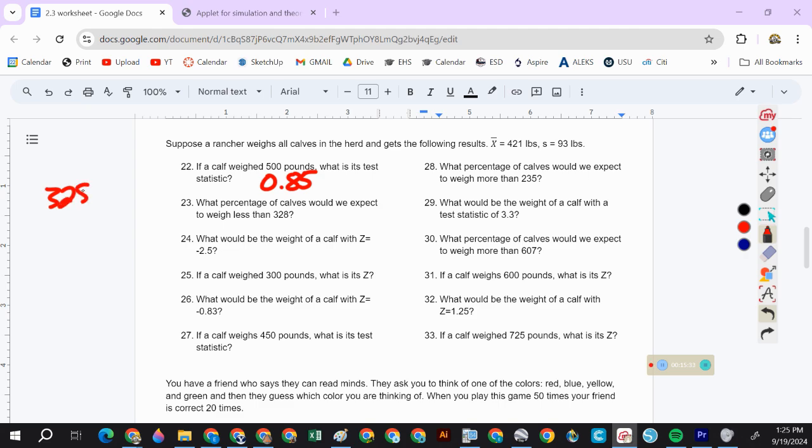Well, 328 minus 421 gives me negative 93, and I divide that by 93, and I get a z of negative 1. So then I go back to my original table. How much is between 1 and negative 1? What percentage? 68. So how much is outside 1 and negative 1? 32. So the left side of that would be 16%. Okay? What would be the weight of a calf if z is negative 2.5?